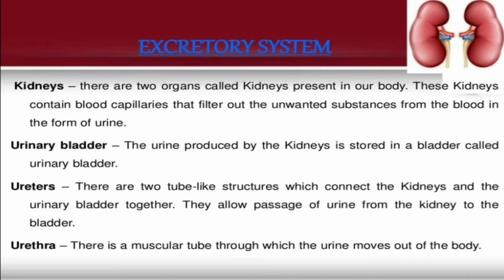Urinary bladder: the urine passed by the kidneys is stored in the urinary bladder. Ureters: there are two tube-like structures which connect the kidneys to the urinary bladder. They allow passage of urine from the kidneys to the bladder. And the last one is the urethra. This is a muscular tube through which the urine moves out of the body.